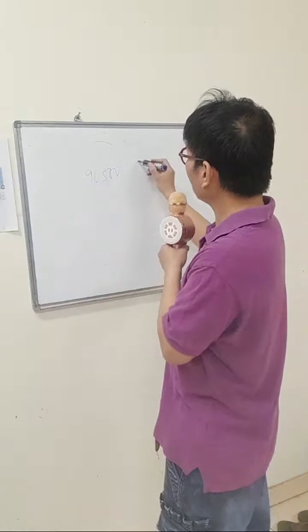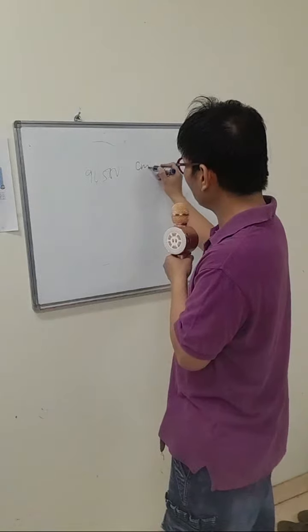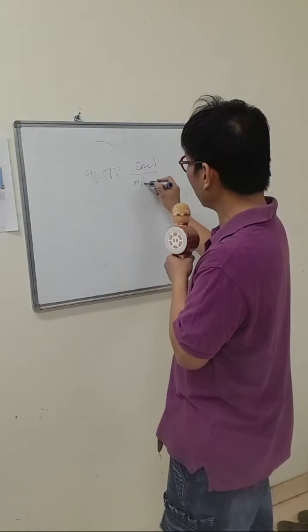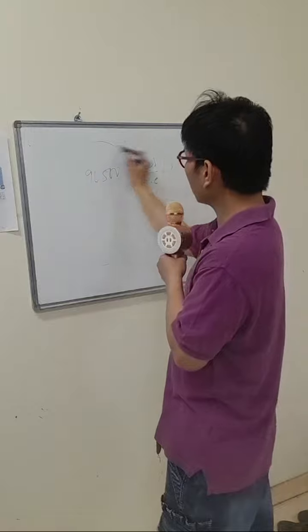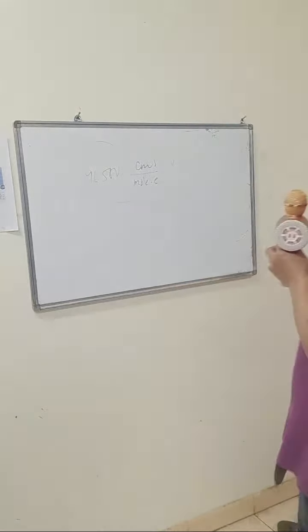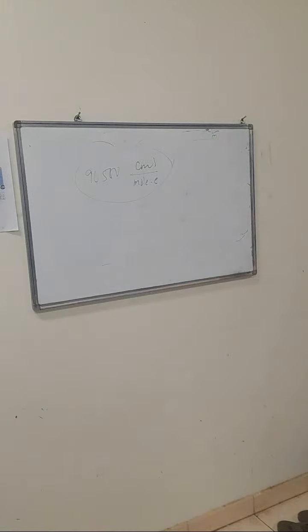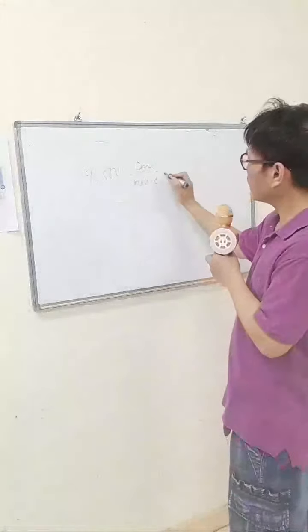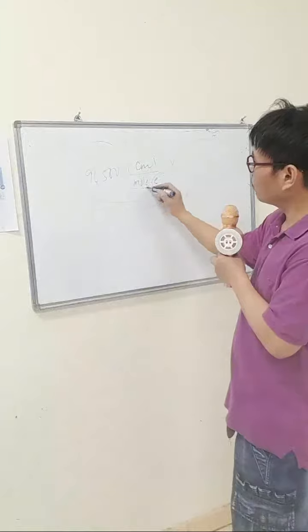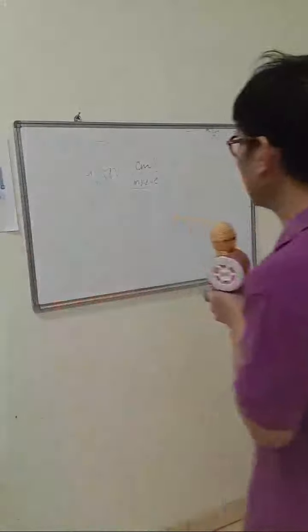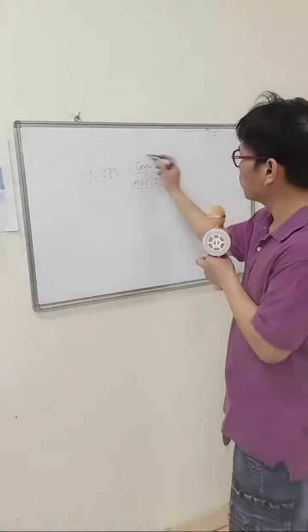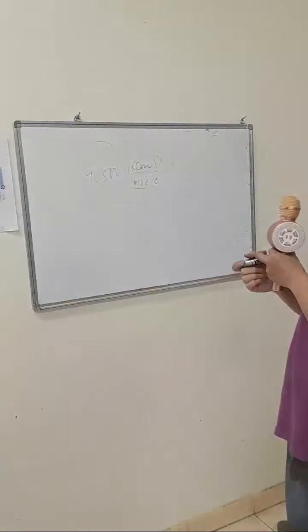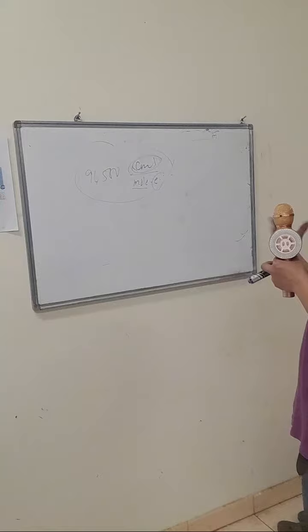96,500, then in the formula: coulomb, mole, electron, right? Like this, here is the formula. Coulomb, mole, electron. Bingo. If you have coulombs, with the electrons from the chemical reaction and the number of moles from the balancing, bingo, we can compute. Okay? For example, what is the mole?